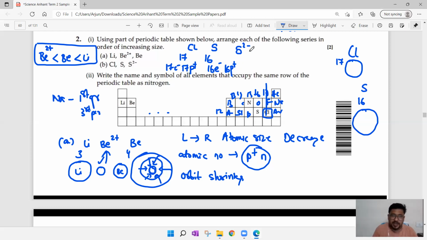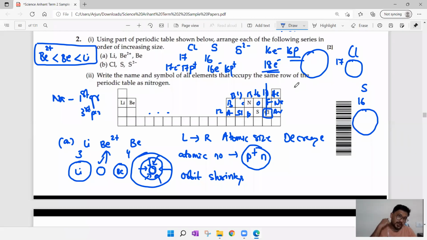Next, S2- they are talking about. S2- means negative charges are increasing, from 16 electrons and 16 protons. 2- means extra 2 electrons are added. Now there are 18 electrons and only 16 protons, so the number of electrons has increased. With 18 electrons, there will be less attraction, so this size will be big. So sulfur ion size is bigger than sulfur.